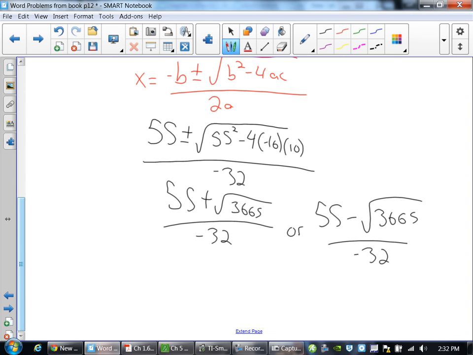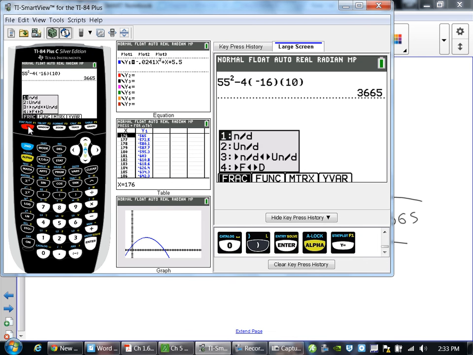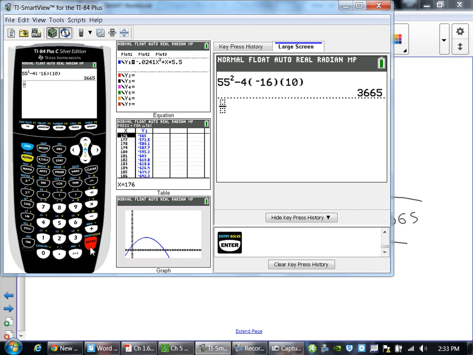So in my calculator, when you're using fractions, press alpha, y equals, enter. That's how you create the fraction bar in these calculators. When you have two parts in the numerator, please do a fraction bar with the calculator. Don't just type 55 minus root this divided by. It will only divide by the radical, it won't divide the whole thing. So we had 55 minus square root 3665 over negative 32.